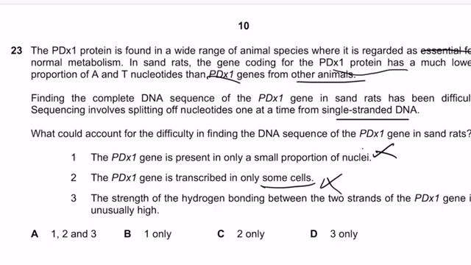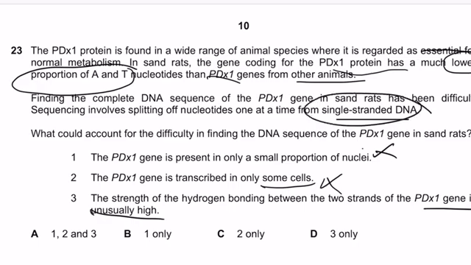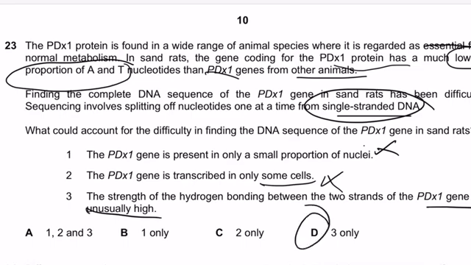And the strength of the hydrogen bonding between the 2 strands of PTX1 gene is unusually high. Now, this makes sense considering it has a lower proportion of adenine and thymine. And between adenine and thymine, we have only 2 hydrogen bonds. If you substitute those by cytosine and guanine, which have 3 hydrogen bonds, then obviously you're increasing the number of hydrogen bonds, which makes it more difficult to split the strands and form single strand of DNA. I think that's the reason why it's so difficult. So, 23, that is D.